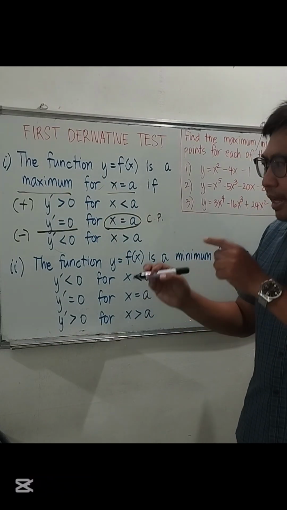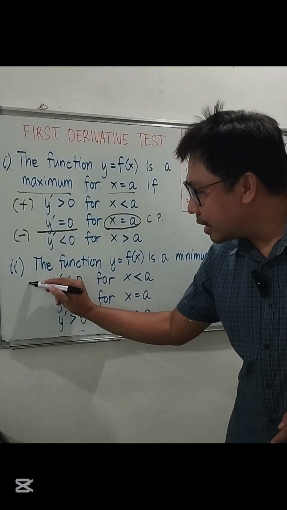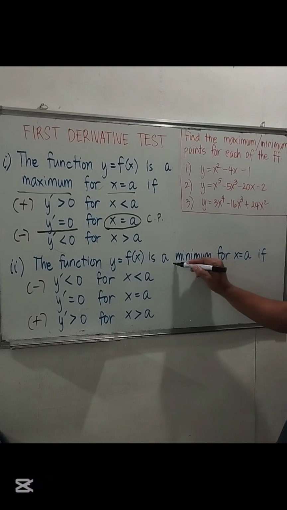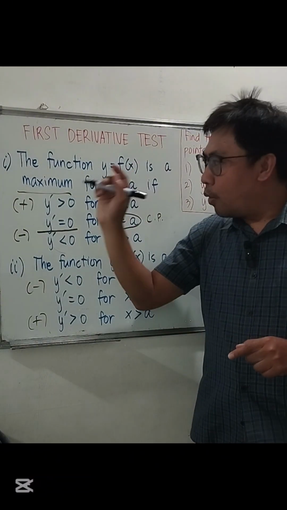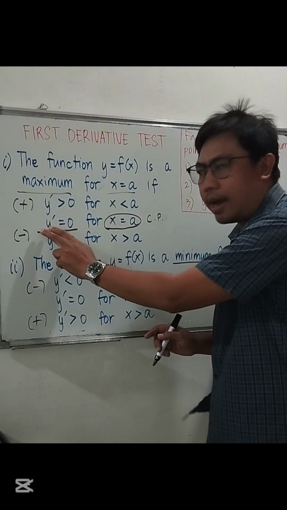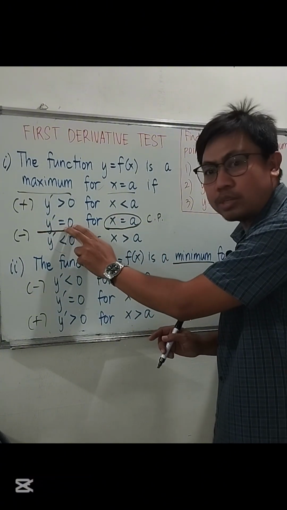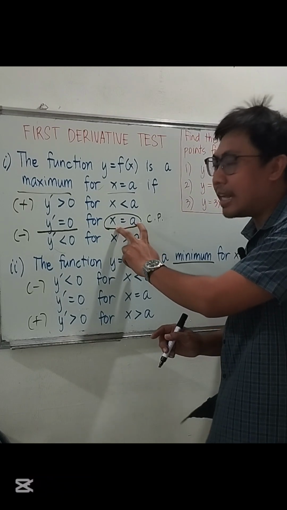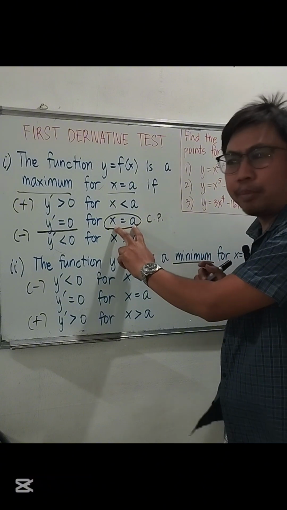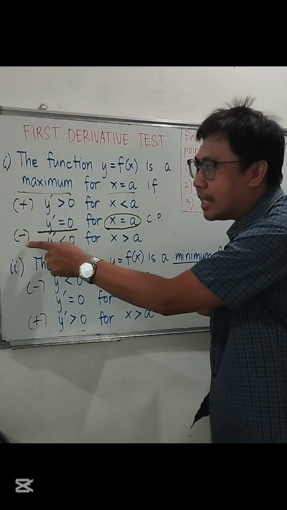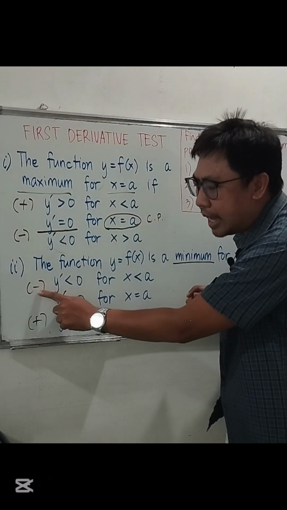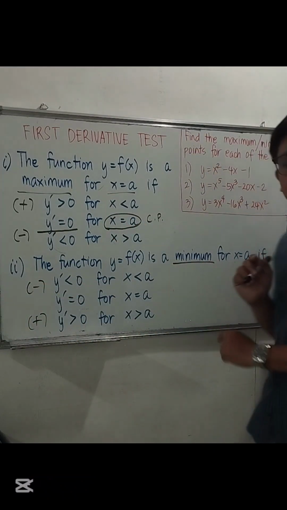If it changes from negative to positive, this is a minimum point. So the steps are: first, find the derivative, equate to 0, and solve for x. That is the critical point. Then choose a number to the left and to the right of the critical point. If we have positive to negative, we have a maximum at x equals a, and if we have negative to positive, that is a minimum.